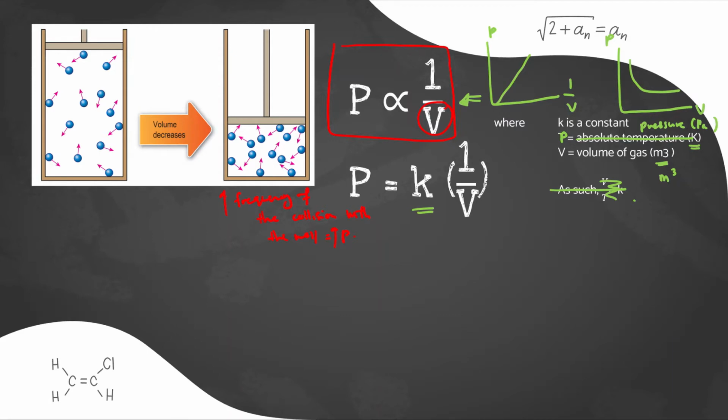Okay, so untuk Boyle's law, kita ingat tadi kat depan dia punya statement, dia kata pressure is inversely proportional to the volume provided that temperature kena constant.